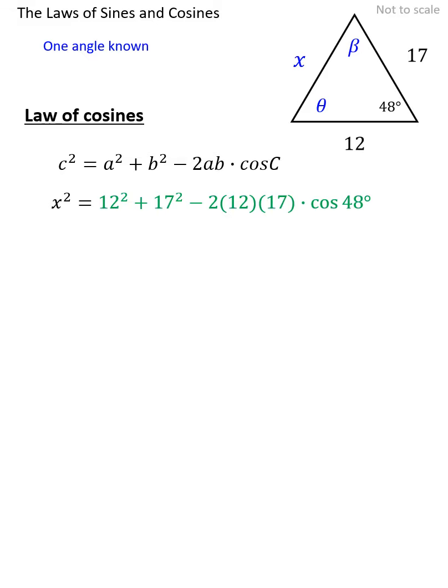I'm finding out that the cosine of 48 degrees is 0.66913. I'm going to multiply that by 17, 12, and 2. Then I'm going to square the 12 squared and the 17 squared, and I'm going to combine all my terms and crunch the whole thing down to a single number. I didn't show it here, but that's something that you could easily do on a calculator.